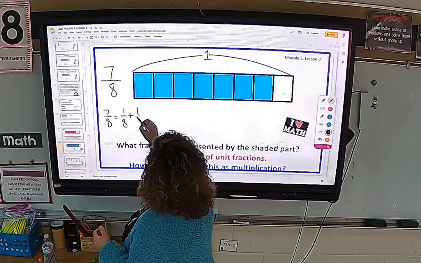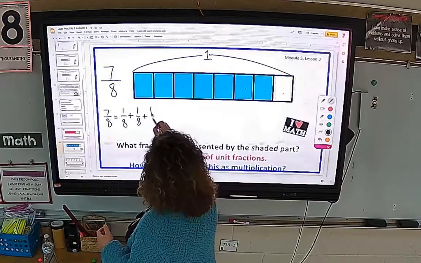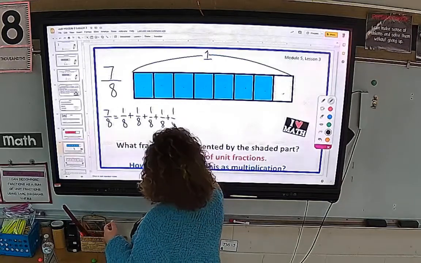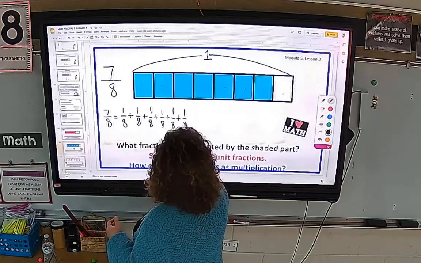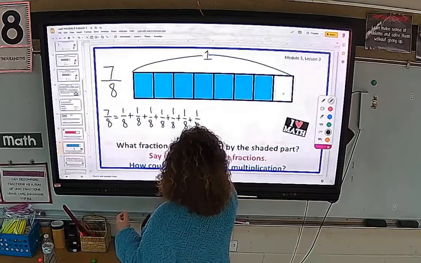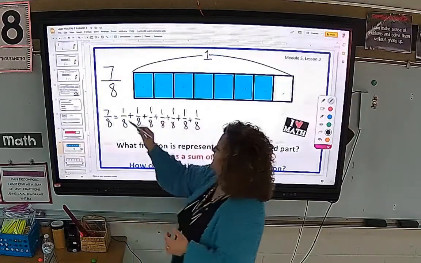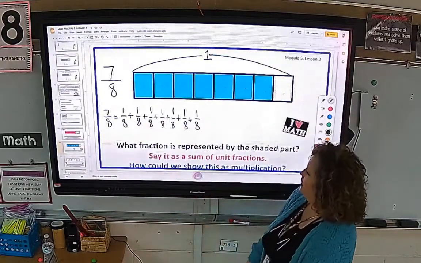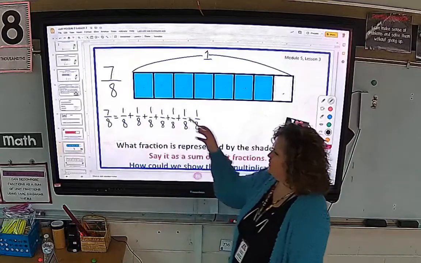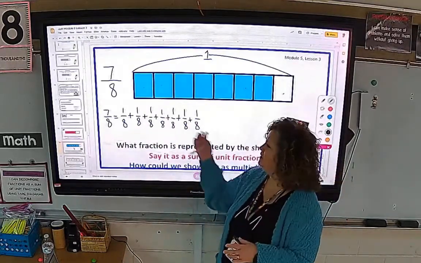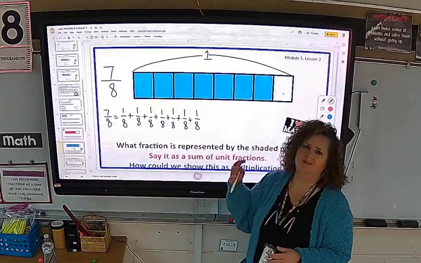All right, 1/8 plus 1/8 plus 1/8 plus 1/8 plus 1/8 plus 1/8. 1, 2, 3, 4, 5, 6 plus 1/8. 1, 2, 3, 4, 5, 6, and 7. Whew, arm's a little tired. Okay. And usually, even though adding unit fractions is a very simple fraction problem, it's long.